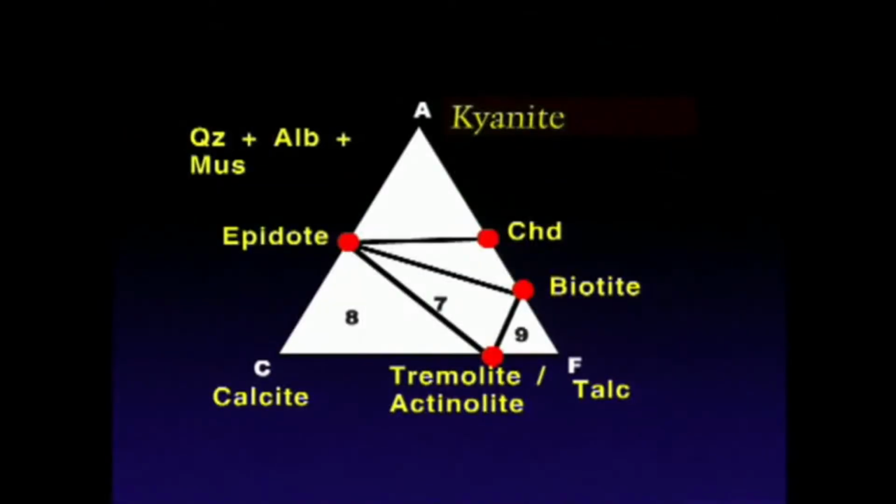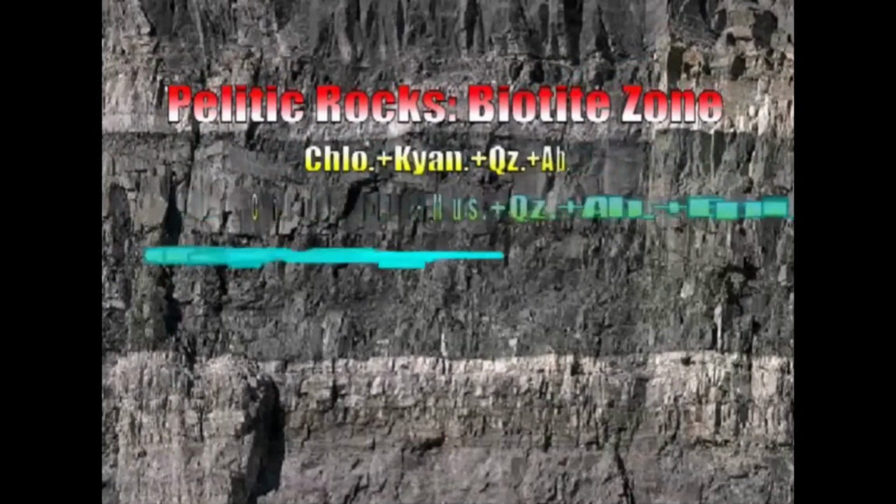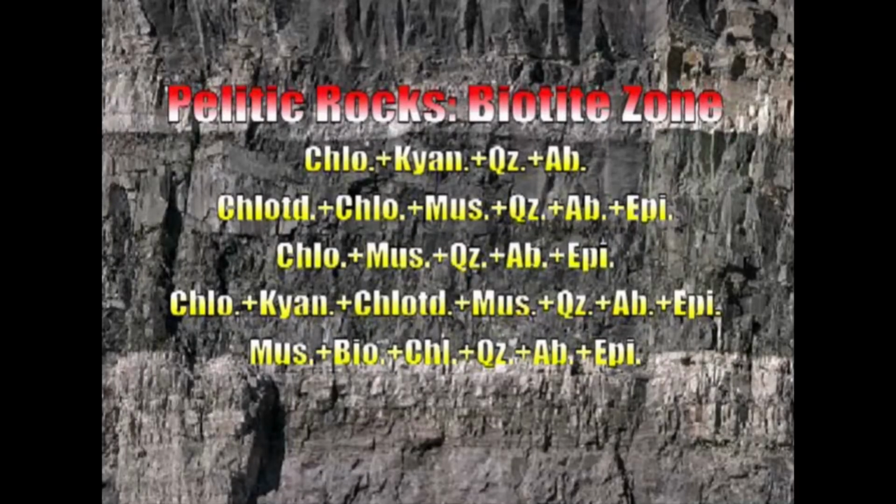The important mineral assemblages are as follows. The pelitic rock assemblages are as follows: chlorite plus kyanite plus quartz plus or minus albite, chloritoid plus chlorite plus muscovite plus quartz plus or minus albite plus or minus epidote, chlorite plus muscovite plus quartz plus or minus albite plus or minus epidote, and last is chlorite plus kyanite plus or minus chloritoid plus muscovite plus quartz, and muscovite, biotite, chlorite plus or minus quartz plus or minus albite and plus or minus epidote.